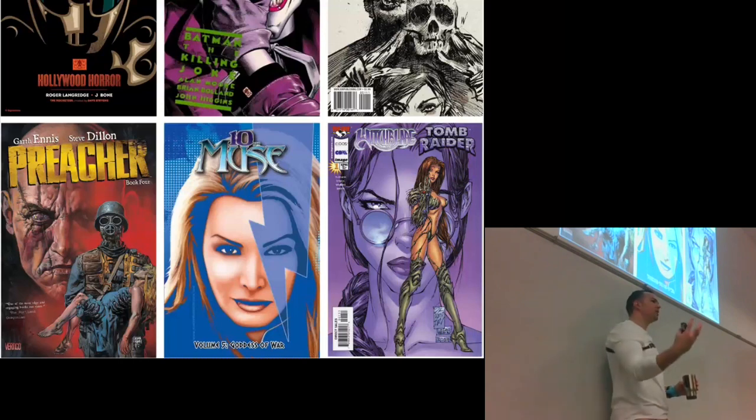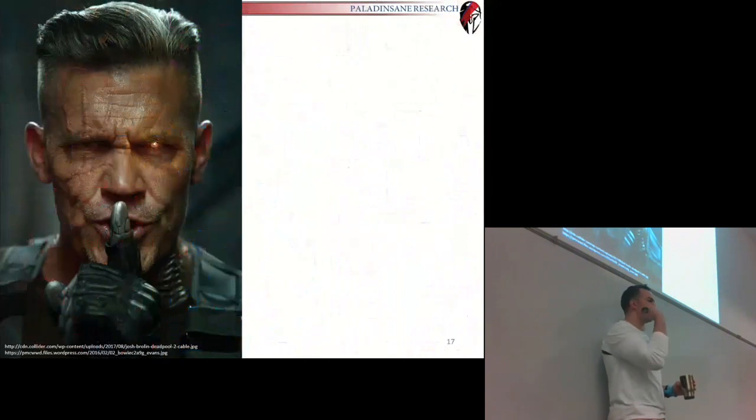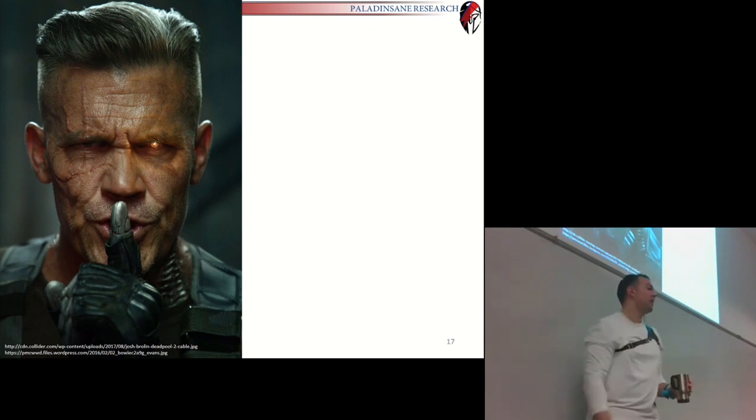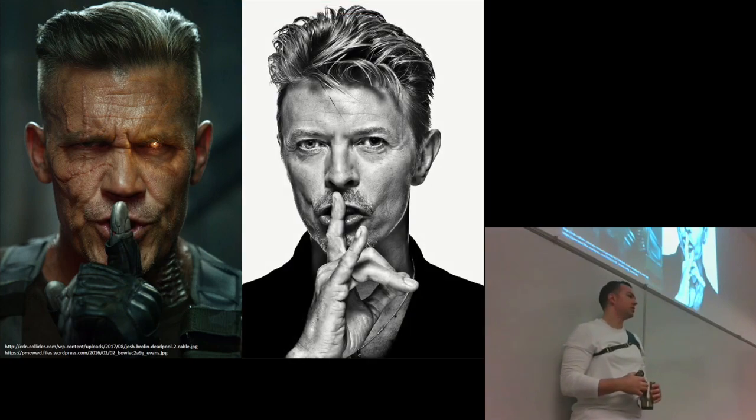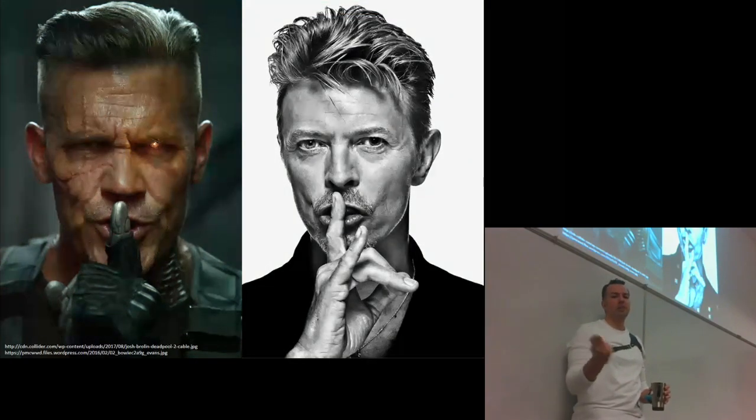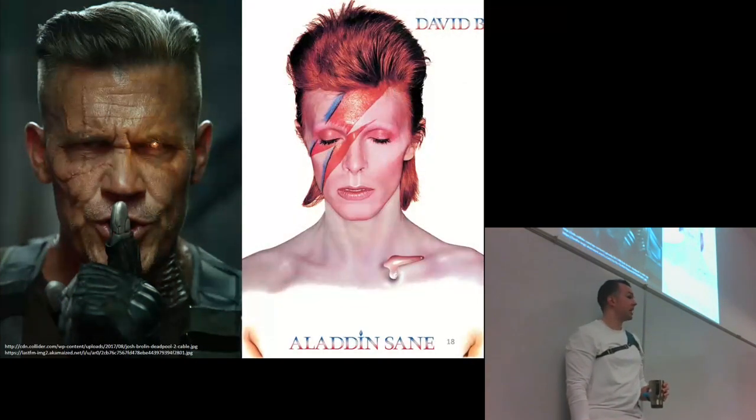So we did research on this. We traced it back to what we call a crystallizing event in our society. And this use of close-up asymmetry, which has made it into comics, and surprisingly into movies as well, can actually be traced back to an image that David Bowie used in one of his albums. It can be traced back to the cover of Aladdin Sane.